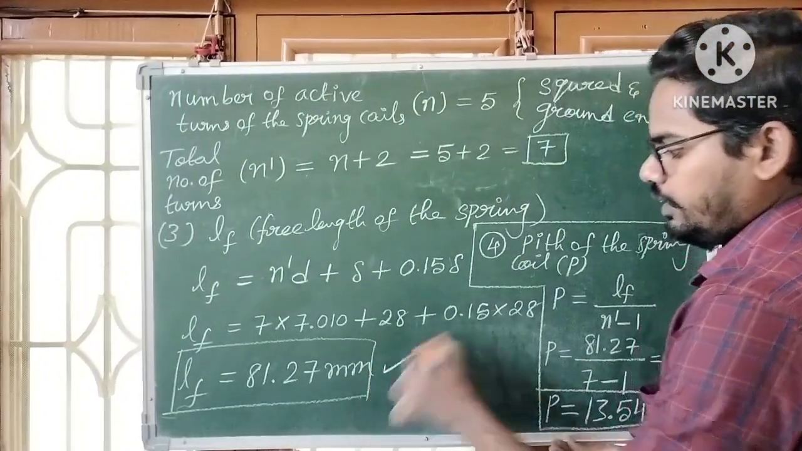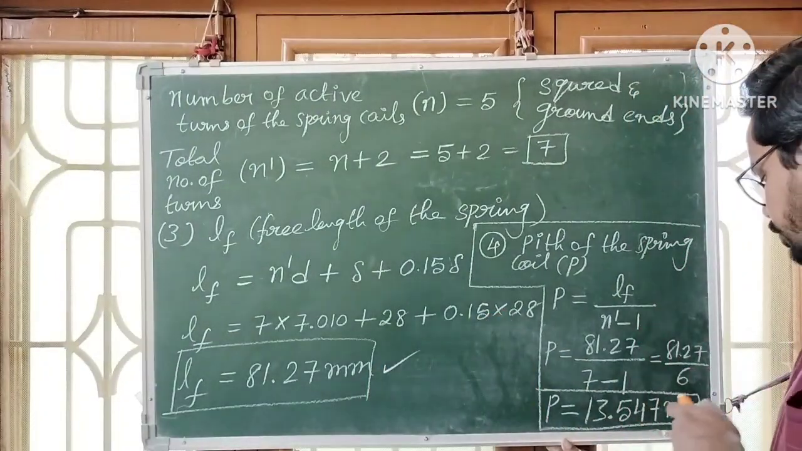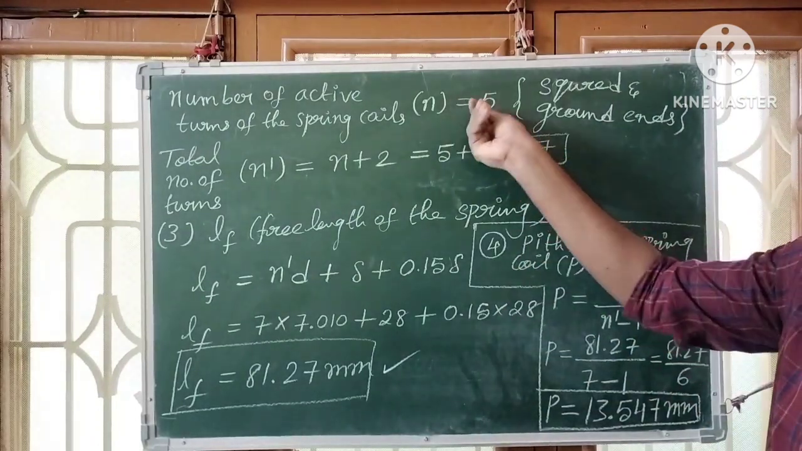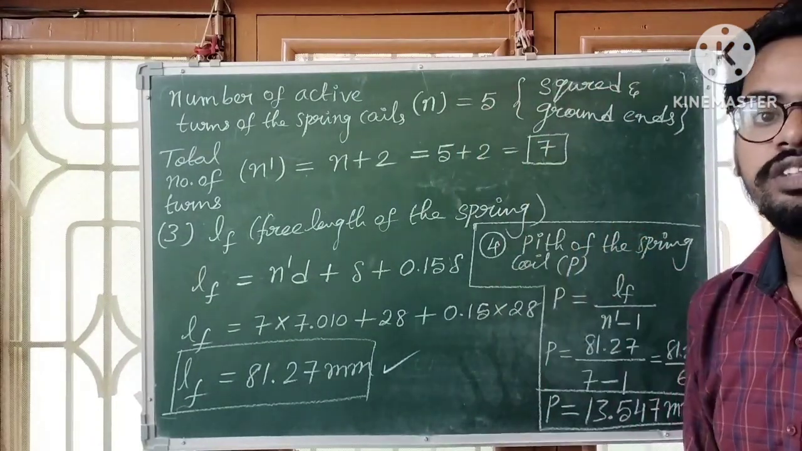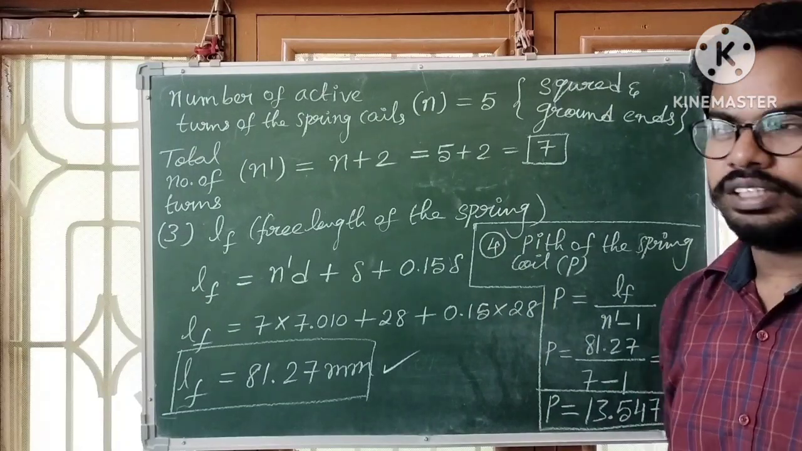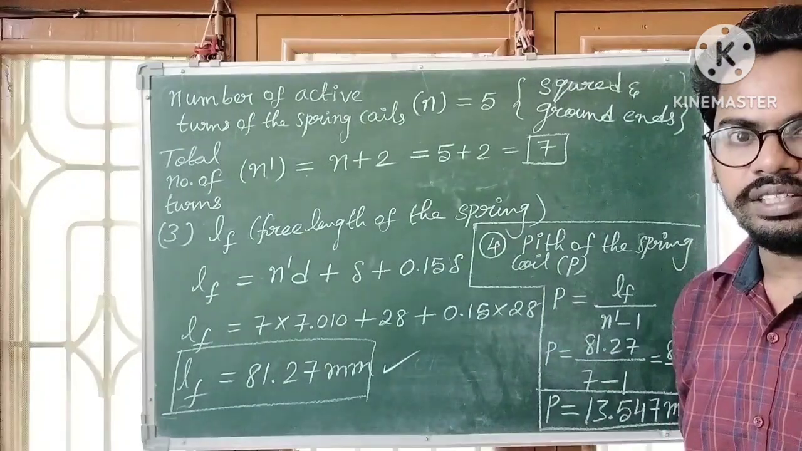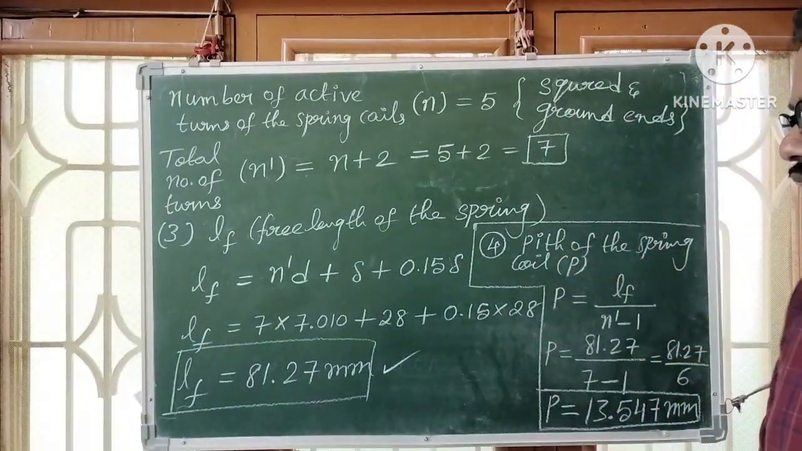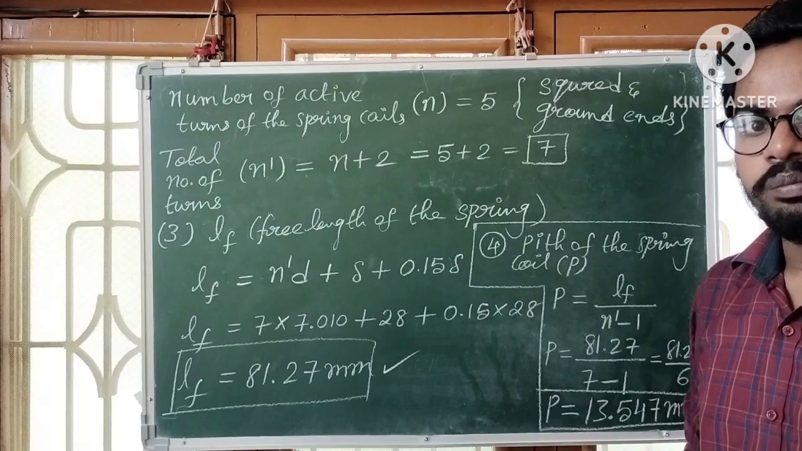And this is the free length. Free length is equal to 81.27. Pitch is equal to 13.54. The number of turns is 7 and the number of active turns is 5. And the mean diameter of the coil, I think we got around 63.7. So this is the procedure to design any compression helical spring.